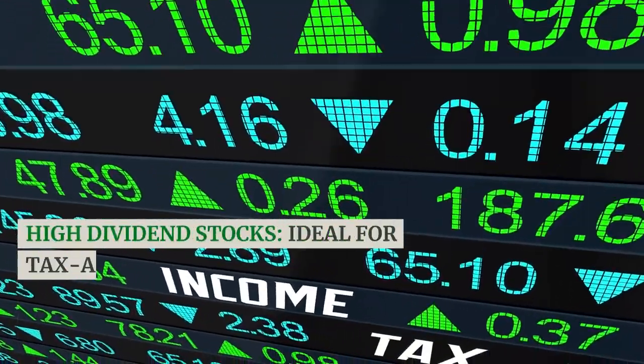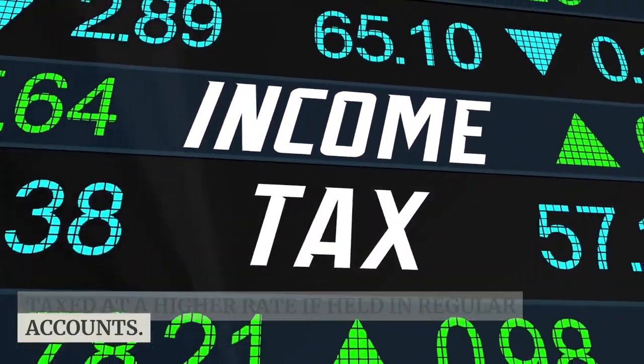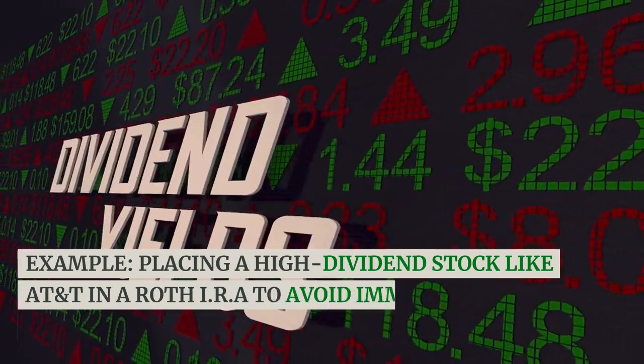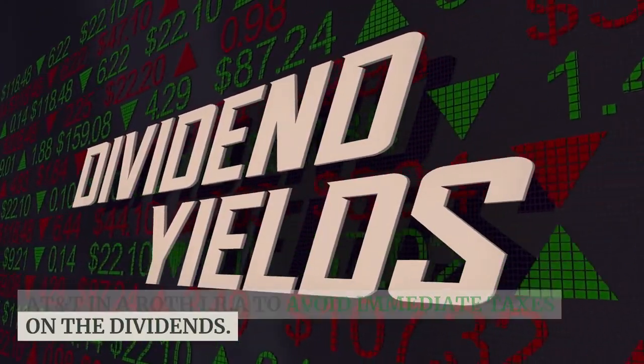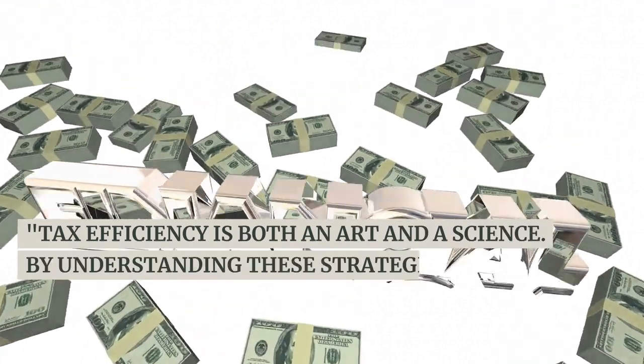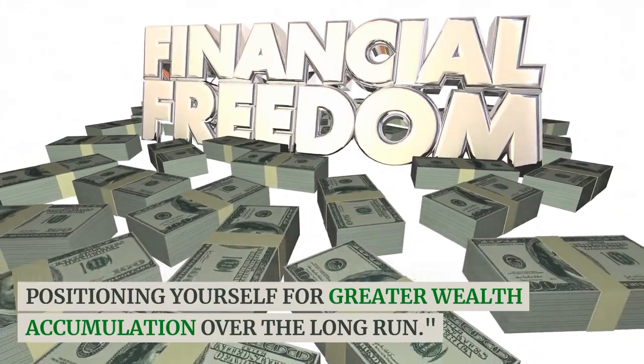High dividend stocks. Ideal for tax-advantaged accounts as dividends can be taxed at a higher rate if held in regular accounts. Example. Placing a high dividend stock like AT&T in a Roth IRA to avoid immediate taxes on the dividends. Tax efficiency is both an art and a science. By understanding these strategies, you're positioning yourself for greater wealth accumulation over the long run.